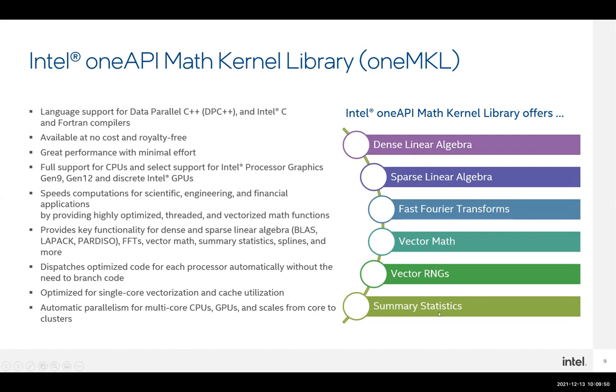Not all are shown here. It has language support for DPC++, C/C++, and Fortran, and can be used with corresponding Intel compilers. It is optimized for single core vectorization and cache utilization. Automatic parallelism is included for multi-core CPUs and GPUs, and it scales from core to clusters.